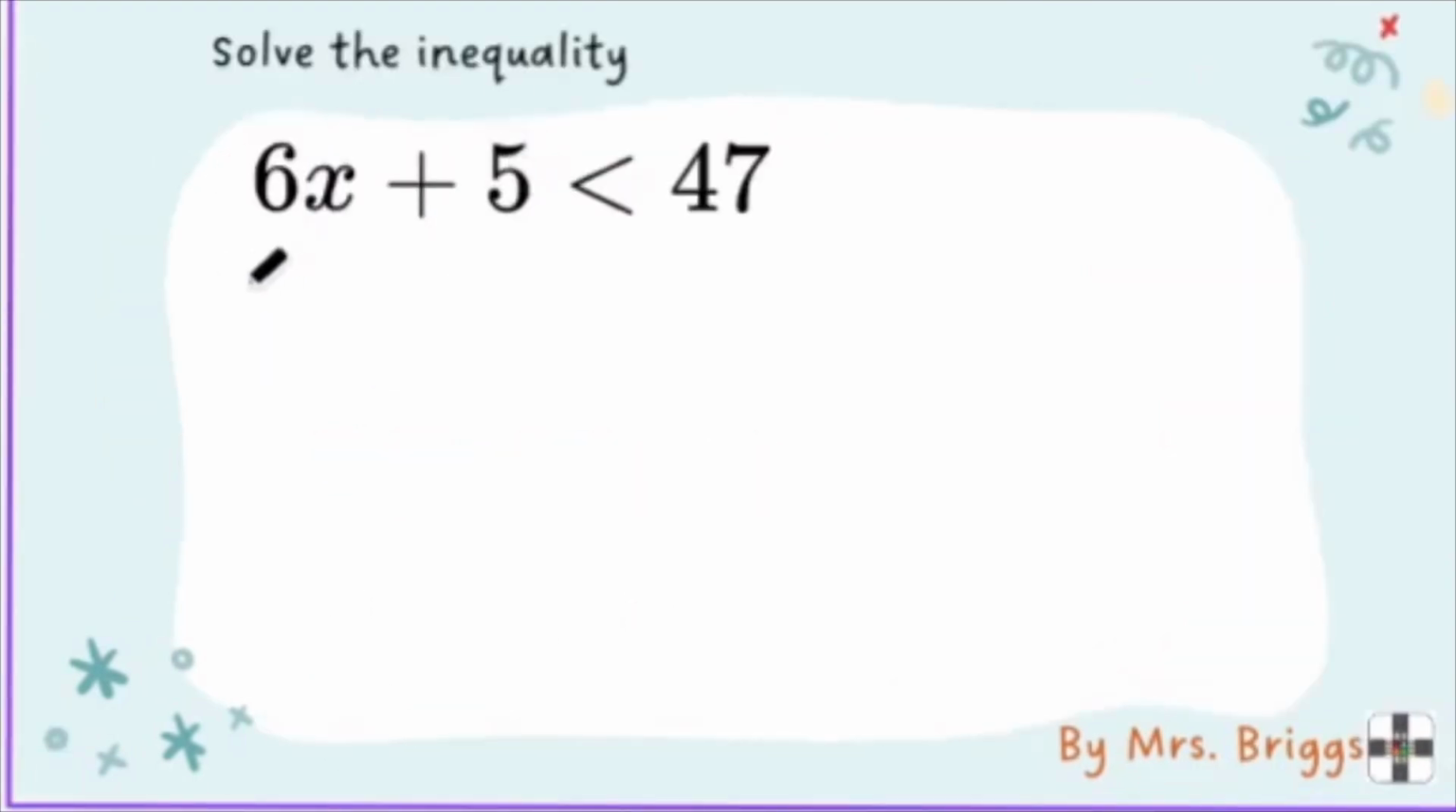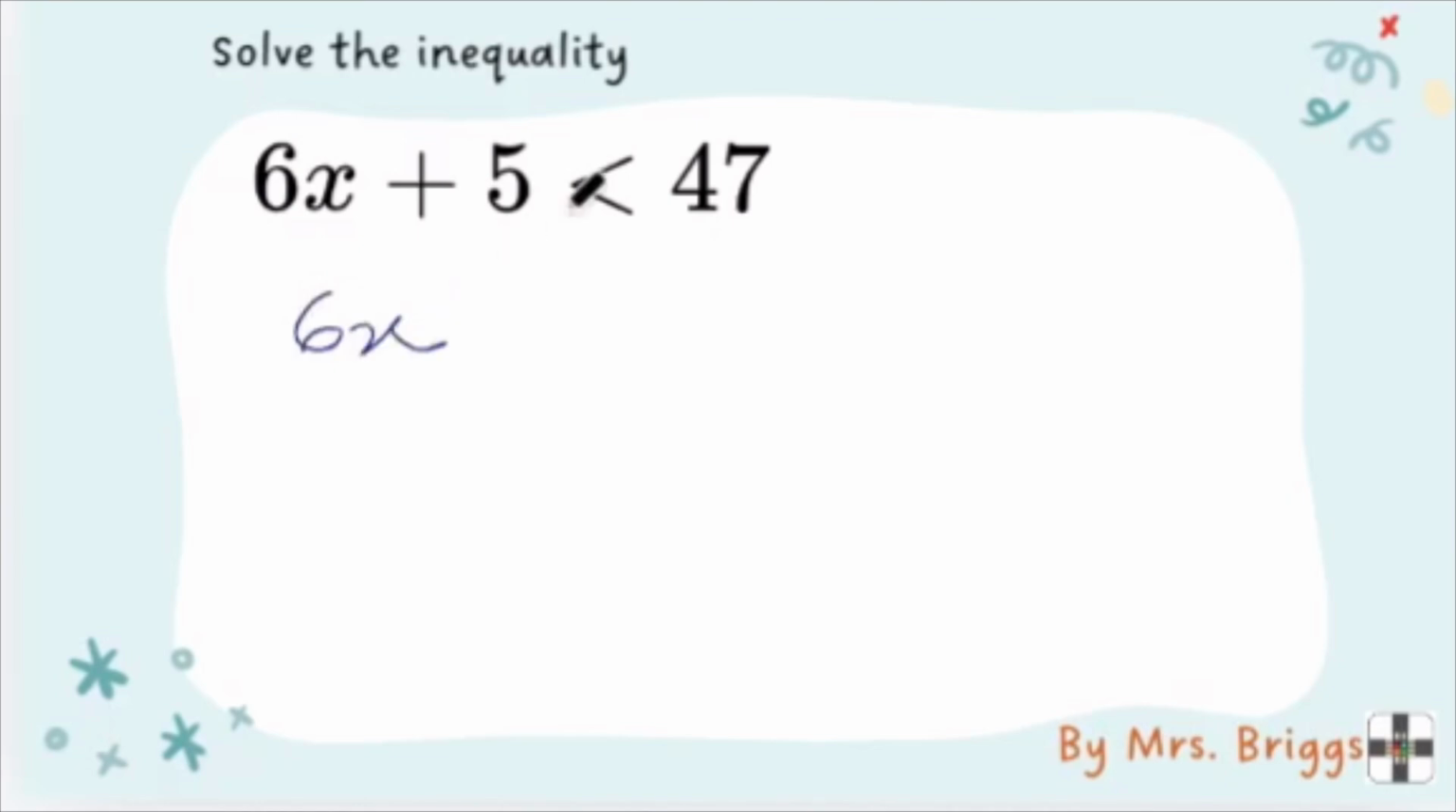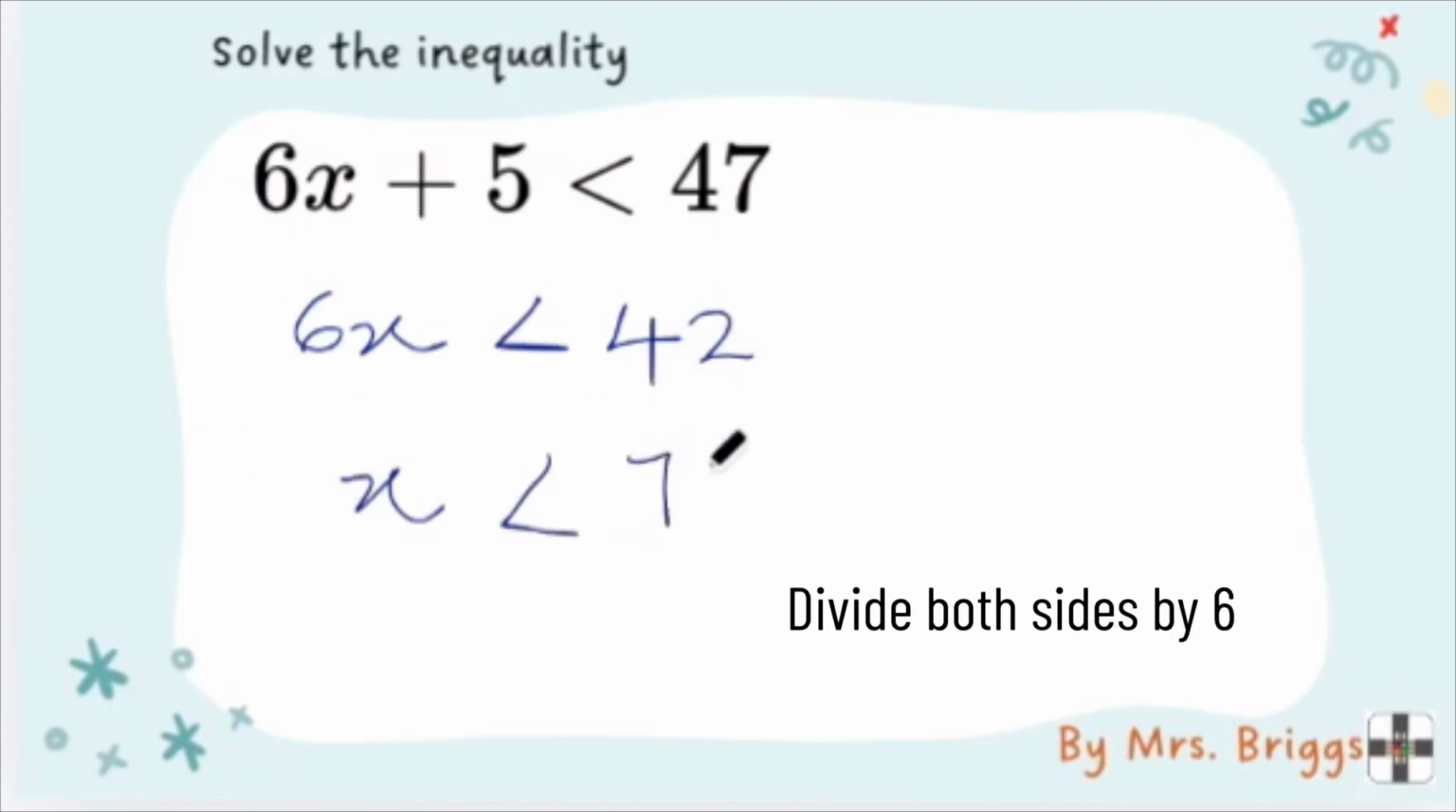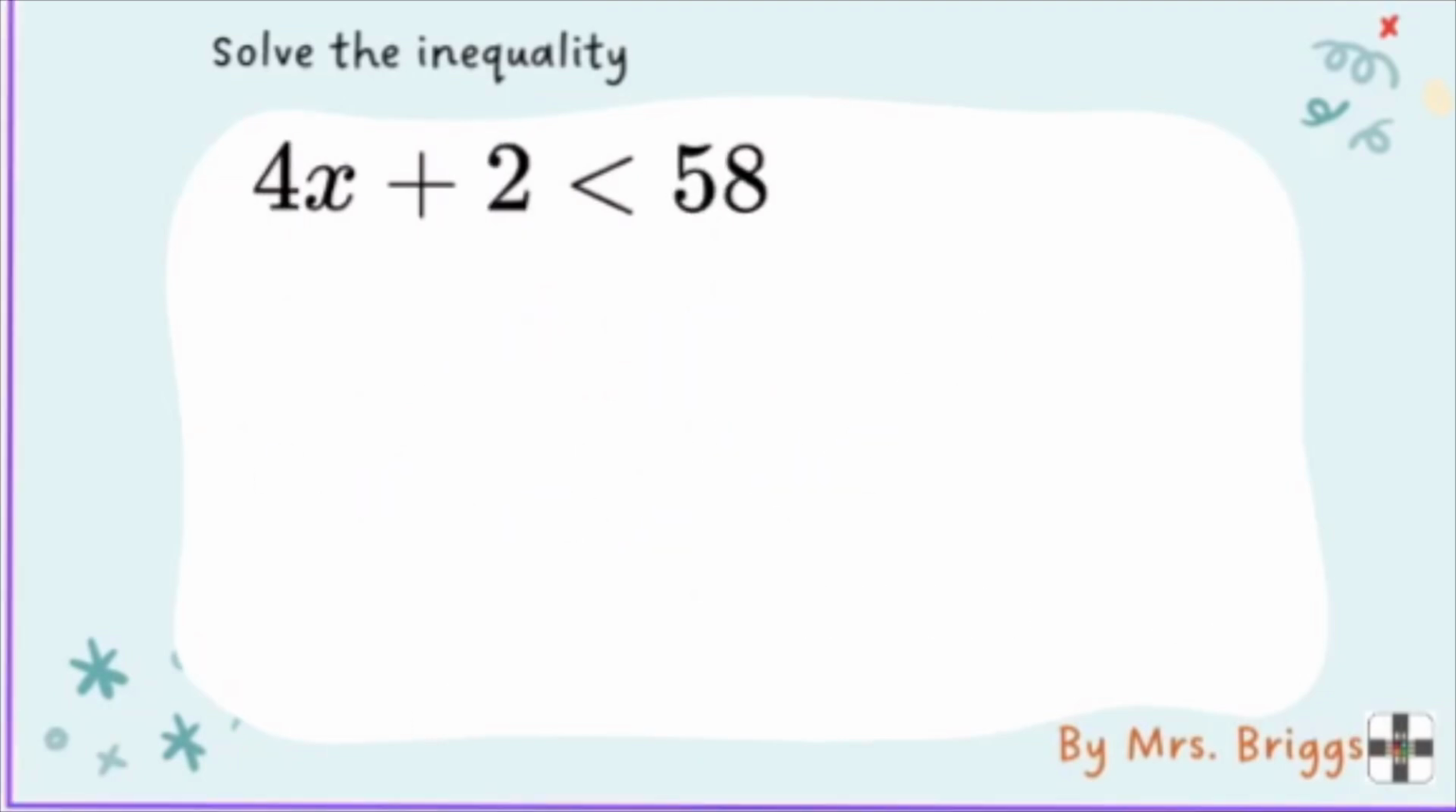Here we've got 6x plus 5 is less than 47. We would solve this the same way as we solve linear equations. We would just subtract 5 from both sides, and that would be 6x is less than 42. And if I divide both sides by 6, then x would be less than 7. And that would be the answer for that one.